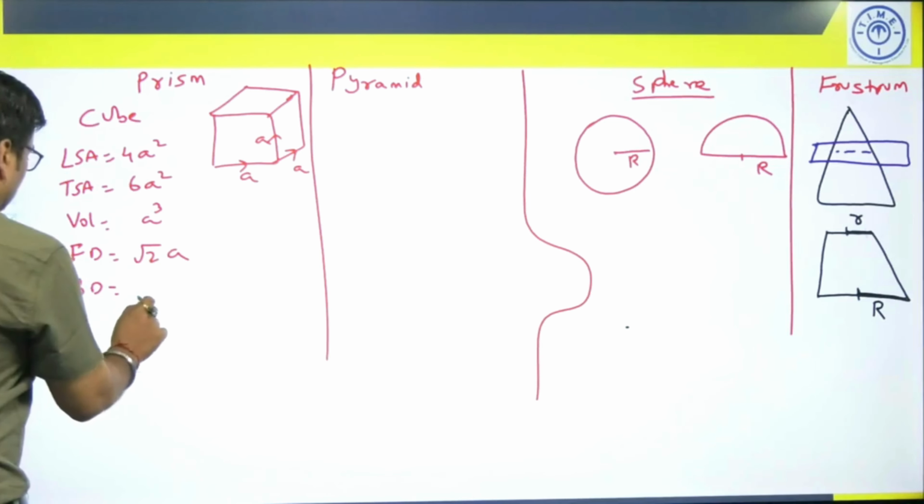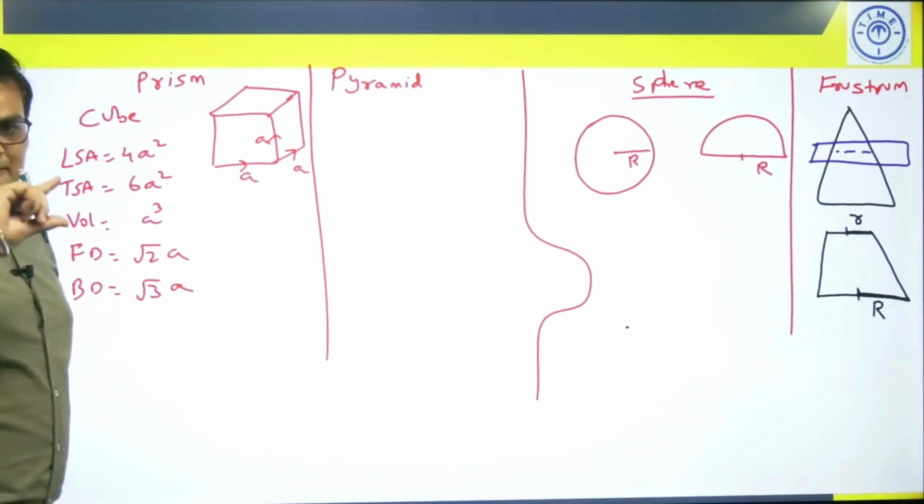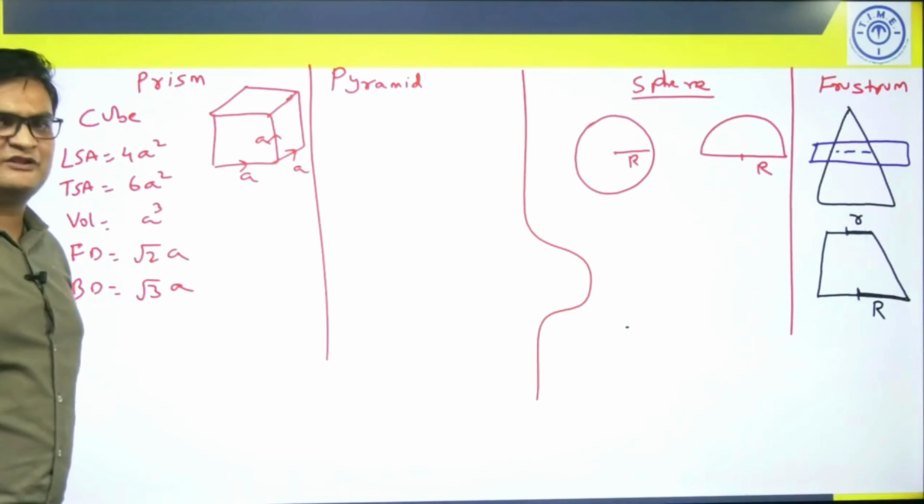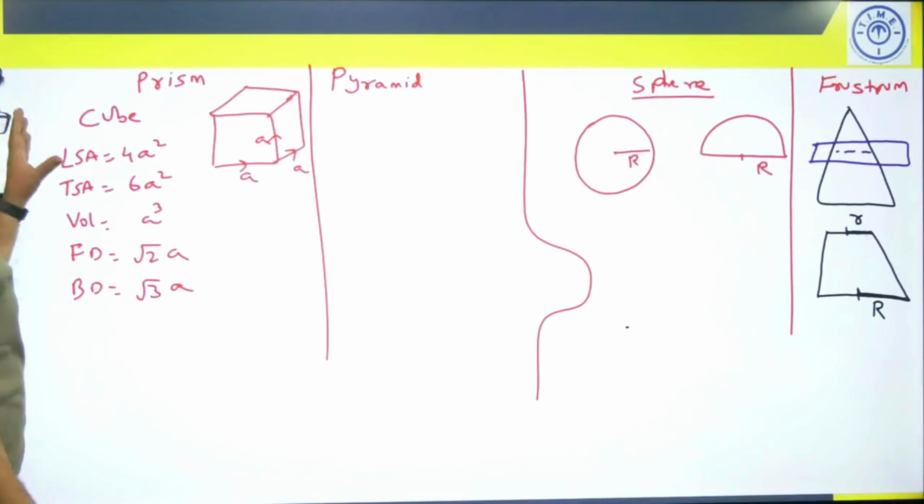Body diagonal, it's going to be root 3a. In the previous formulae, you just put L equal to B equal to H equal to a, and you will get these two formulae also. So this is what a cube is.